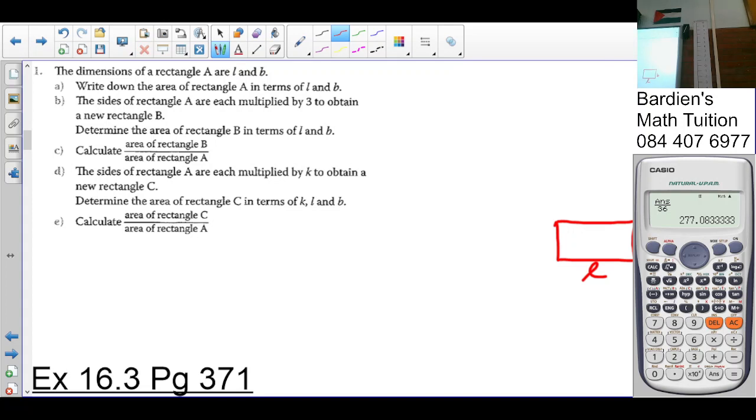So L and B. Write down the area of rectangle A. How do you work out the area of a rectangle? Length times breadth. So I put a little A there, so I know that this is the area of rectangle A. If I put a C there, it would be the area of rectangle C. That's what it means.